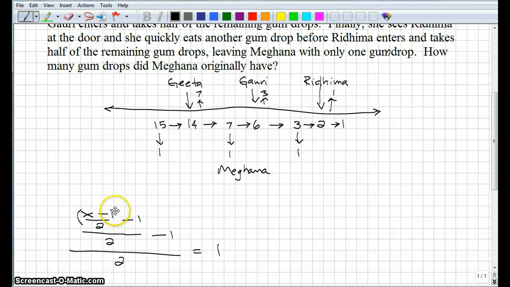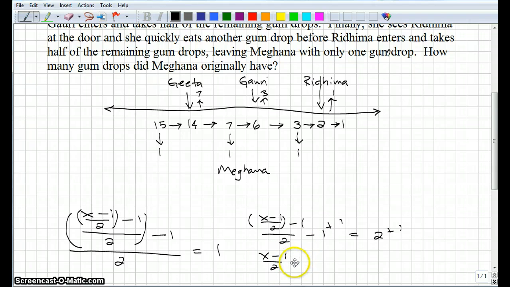So we got this fraction here minus 1, and then we have this whole thing here minus 1, and then we have this. But we could easily just multiply both sides by 2, and then we'd have (x minus 1) over 2 minus 1 equals 2, and then add 1 to both sides. Okay, and then we'd have (x minus 1) over 2 minus 1 over 2 is equal to 3.